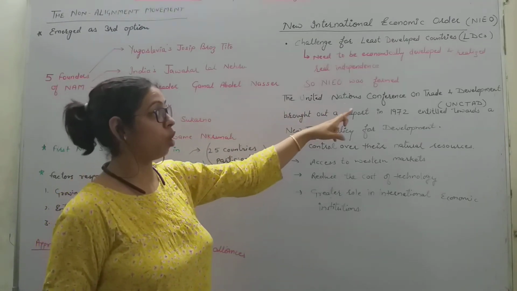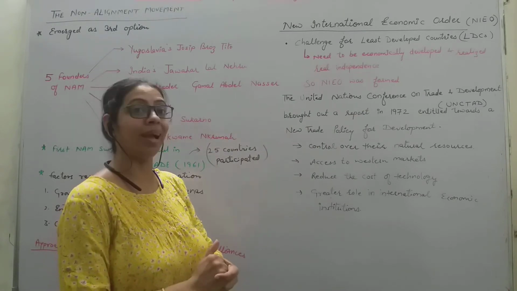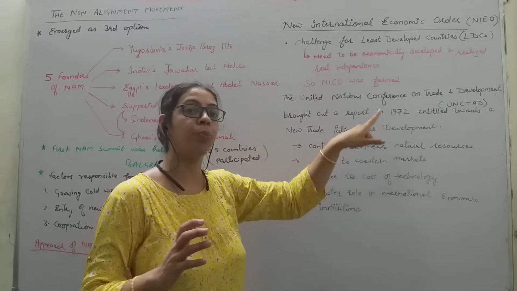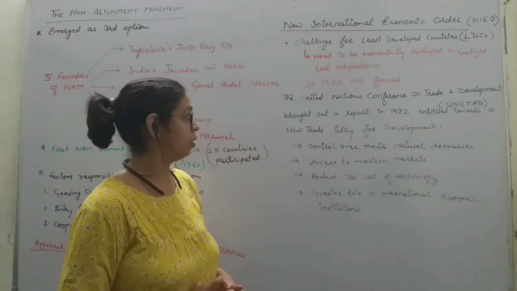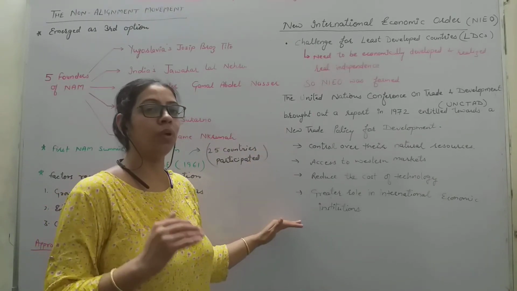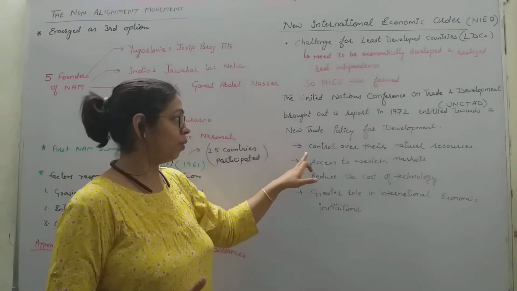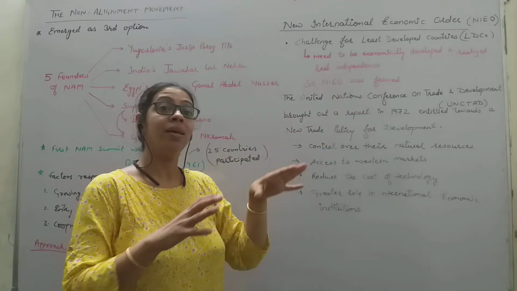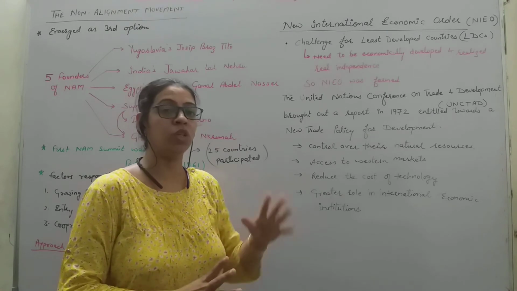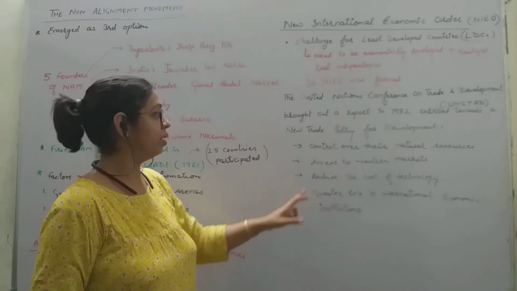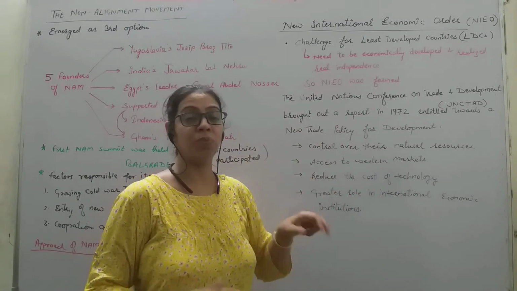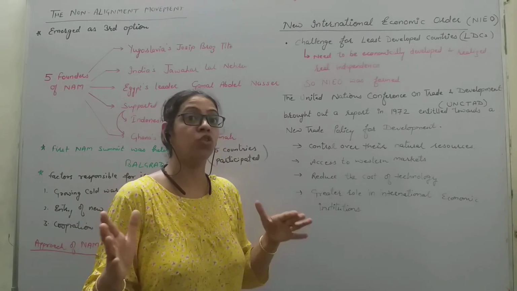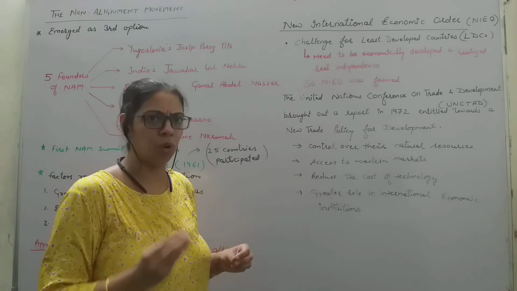So the United Nations Conference on Trade and Development brought out a report in 1972 entitled Towards a New Trade Policy for Development to support these least developed countries. And they focused on a few things to at least give them justice to a minimal level. Number one, control over their natural resources, means now these least developed countries should be given control of their natural resources which were earlier exploited by other countries. Access to Western markets, means they should be allowed to trade with the Western countries. Western countries' markets should be open for them to at least compensate some loss of theirs.